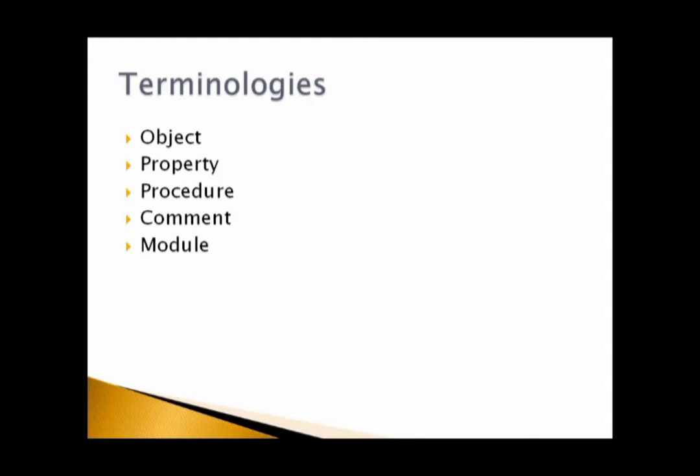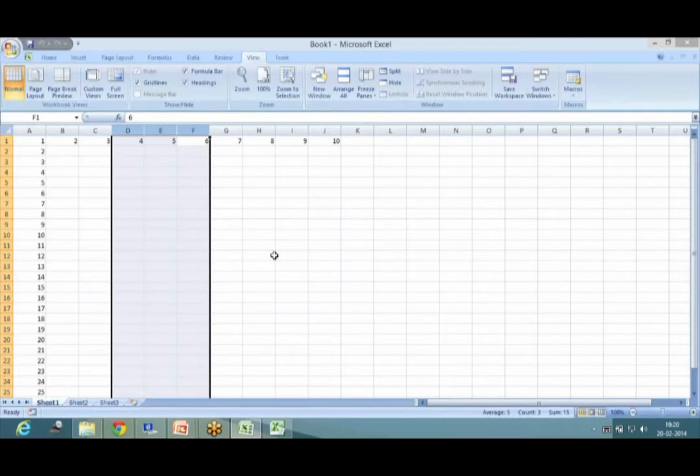So, we will see how to write a procedure and how to write a function. And we might want to comment certain codes. We will talk about that a little later. And we will use a module. So, let me go to Excel and see how you can activate VBA in the first place.